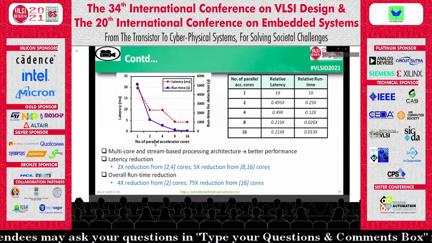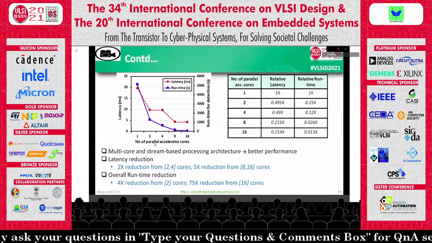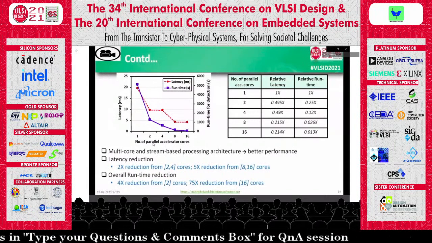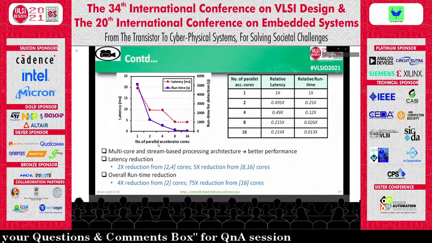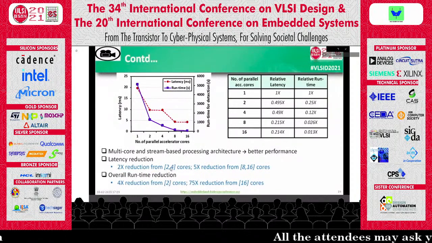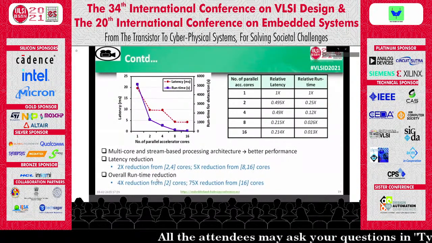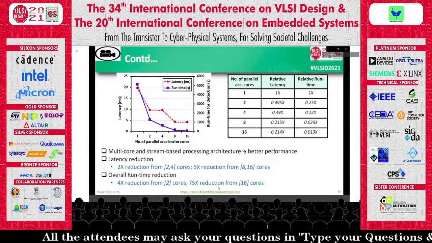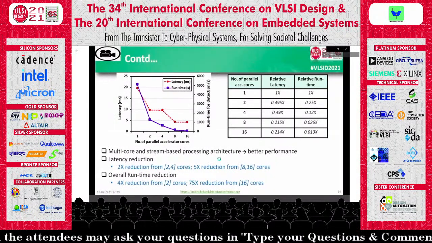Now, some more results are there, with respect to relative latency and relative runtime. Multi-core and stream-based processing architectures give us better performance. Latency reduction is there, a 2 times reduction we can see from this table as well as from the graph, from 2 to 4 cores, and a 5 times reduction from 8 to 16 cores. Overall runtime reduction is 4 times from 2 cores and 75 times from 16 cores.